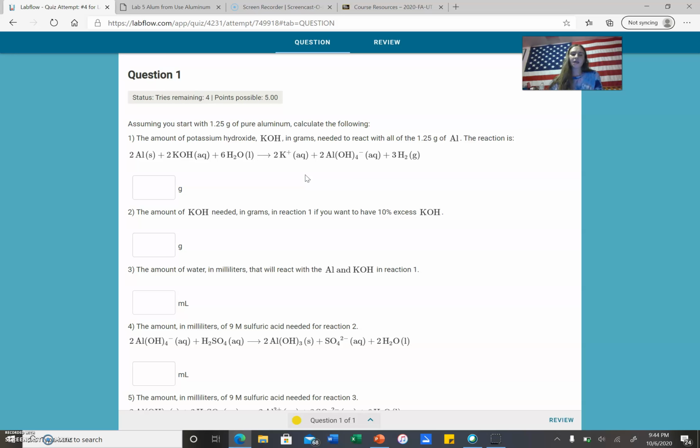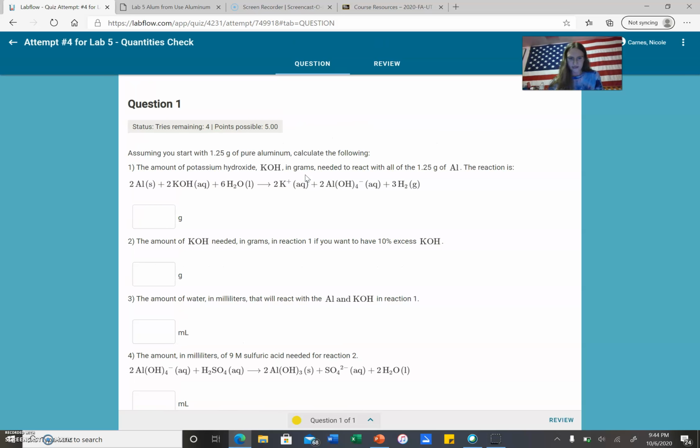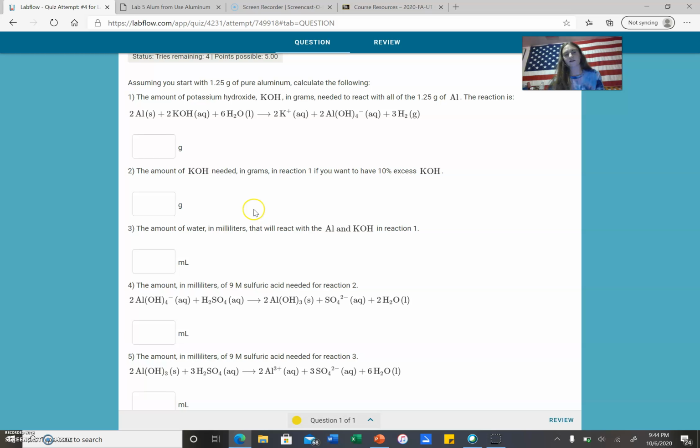So again, in your proposal for Lab 5, I want to see specific quantities that you calculate from LabFlow, right?